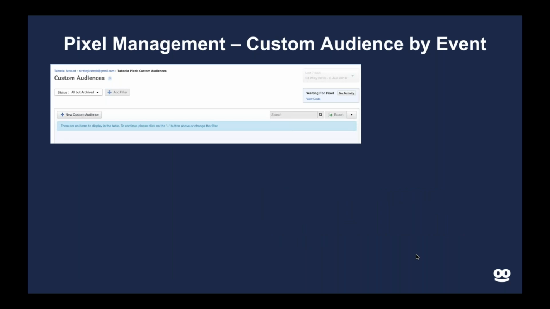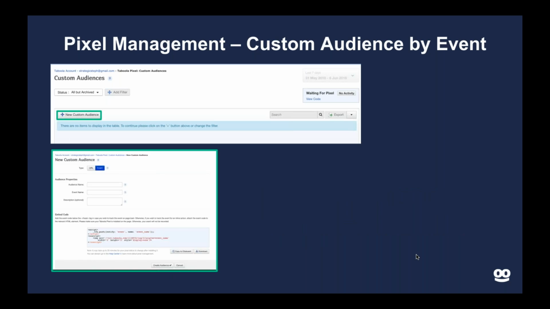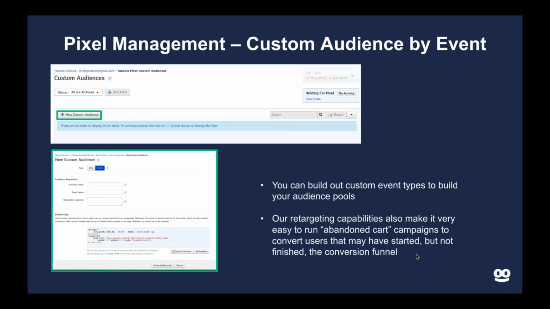And lastly, you can also track your audiences by event type. Again, you would be placing a unique snippet of code in the area where you want users to track, or where you would like us to track users' engagement.